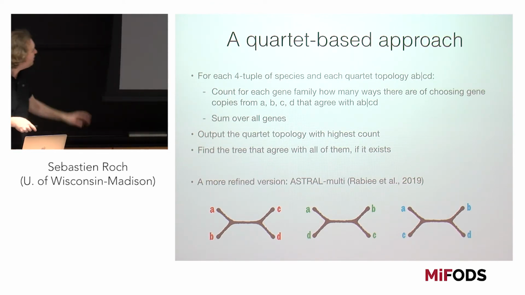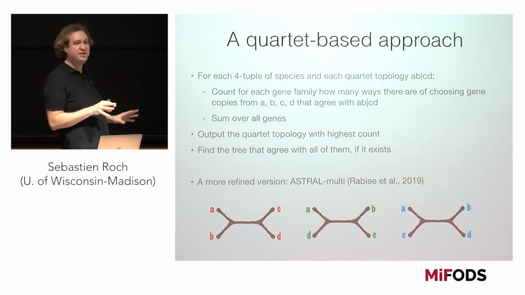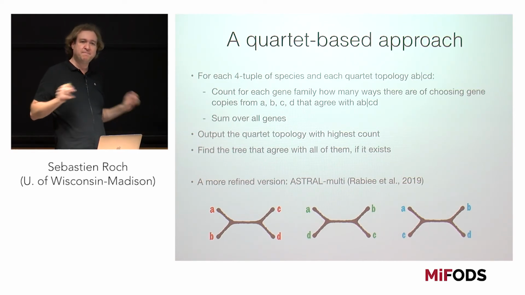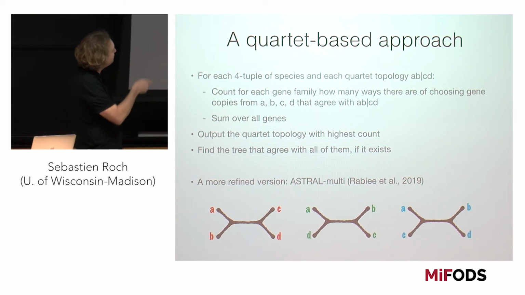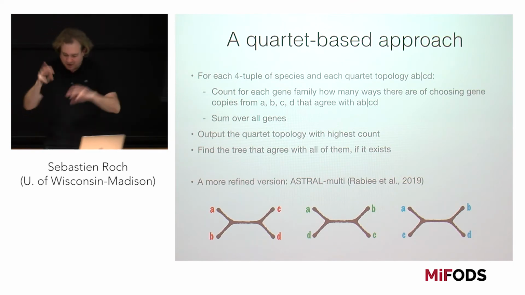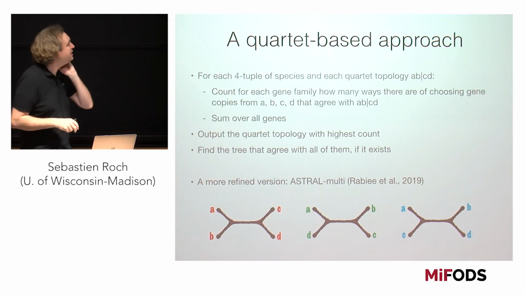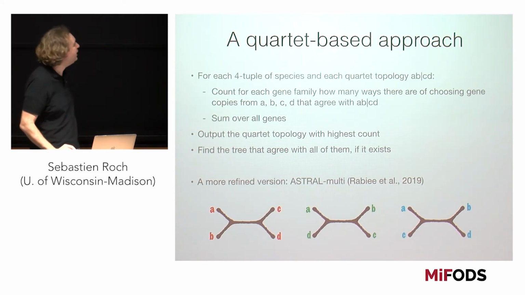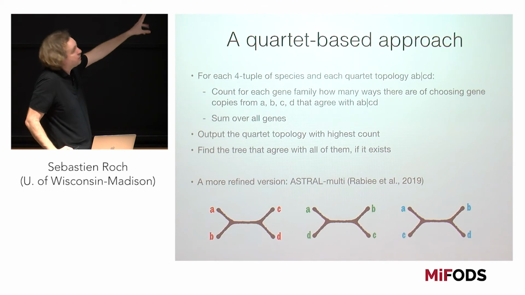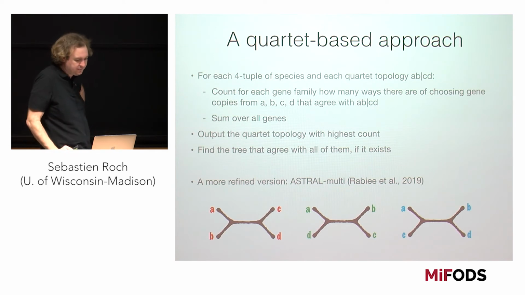Then if I do this for every set of 4 species, and if I'm lucky, they all fit together and I get a tree out of it. In practice, that's often not the case, but there are methods, one of them is called ASTRAL, that will take these quartets and try to find the best possible fit of a tree that fits as many of those as possible in some sense. That's the algorithm that we'll consider. As I said, it's a variant of something called ASTRAL.